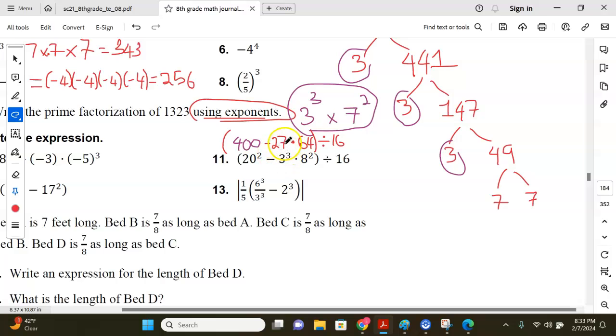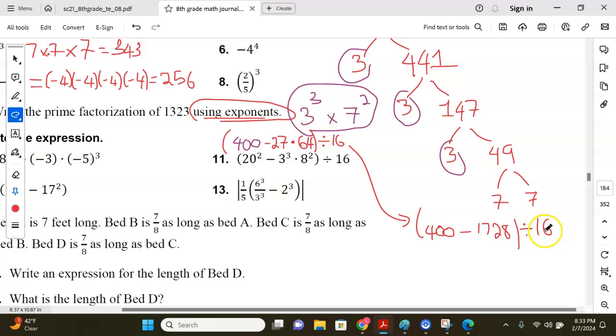So now you're going to have to multiply 27 times 64 first. So don't take 400 minus 27, because the order of operations says you have to multiply first before you subtract. So you take 27 times 64. 27 times 64 will give you 1,728. So I'm going to bring it down here so you guys can see. So you have 400 minus 1,728, and then divided by 16.